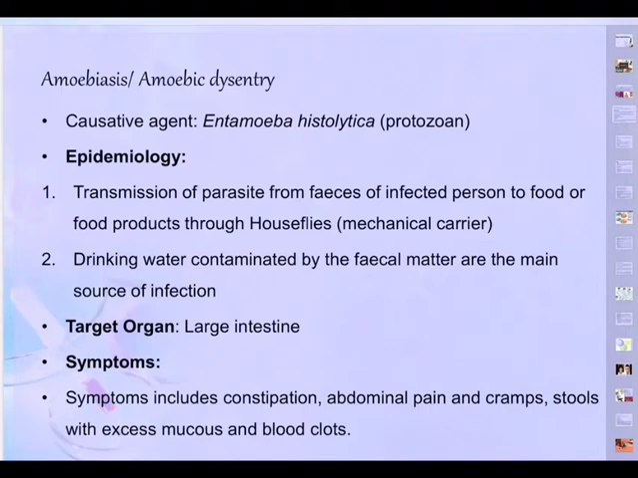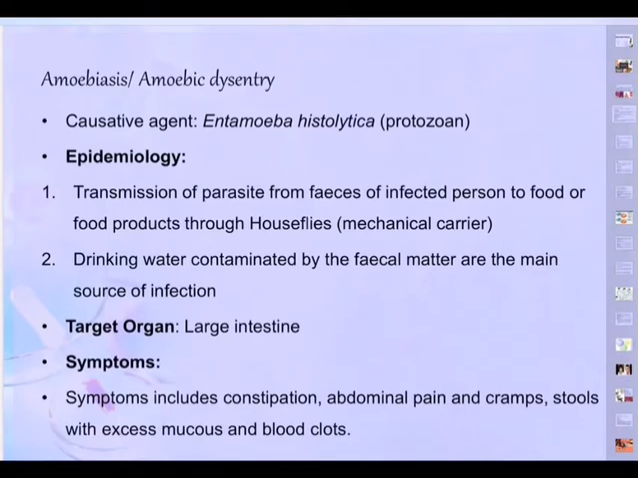In this session we are going to discuss further various causative organisms and what diseases they cause, how to prevent them, and in what way they get transmitted, so that we can take precautionary measures. If you recollect, we were talking about malaria last time.